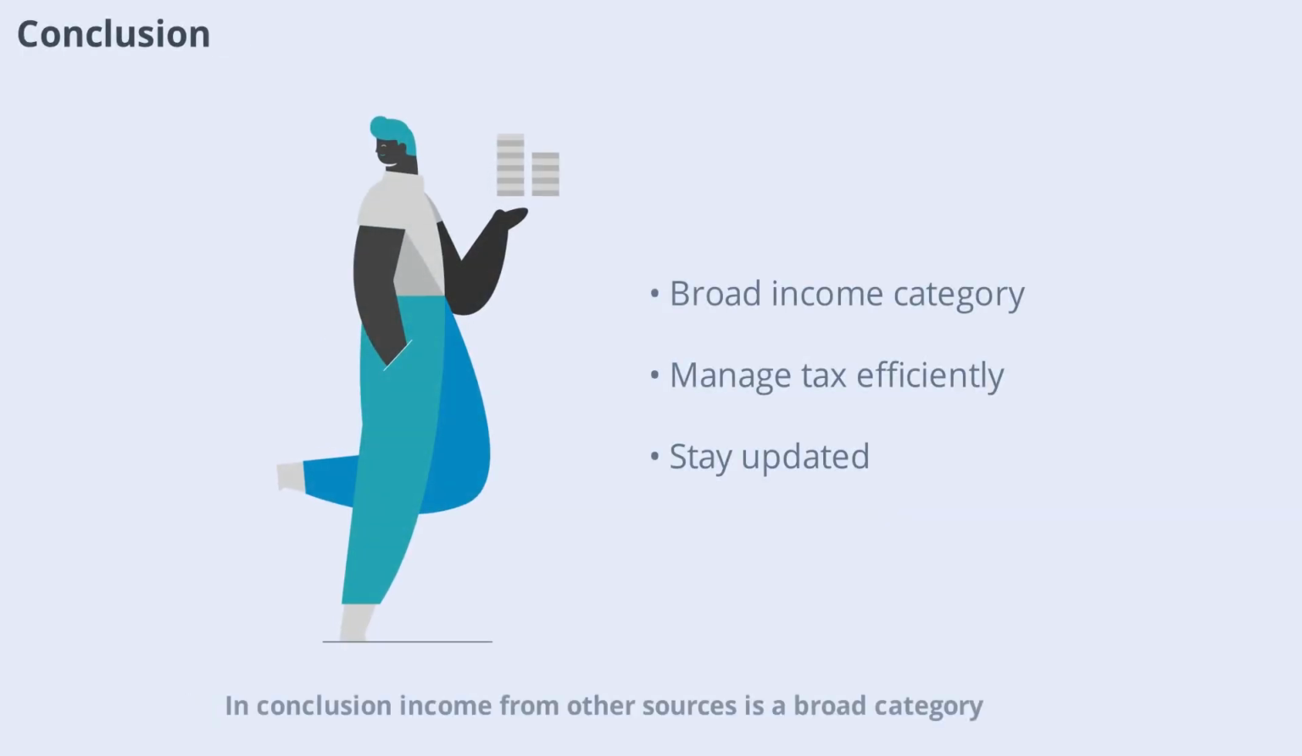In conclusion, income from other sources is a broad category that ensures all types of income are taxed appropriately. By understanding the rules, exemptions, and thresholds, you can manage your tax liability efficiently. Always stay updated with the latest provisions and seek help if needed.